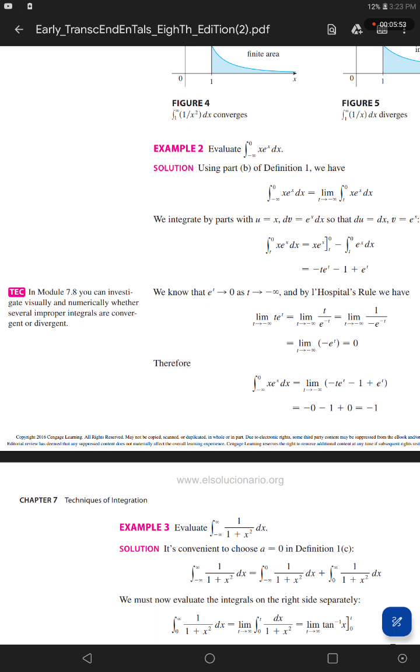Sidebar. In module 7.8 you can investigate visually and numerically whether several improper integrals are convergent or divergent.